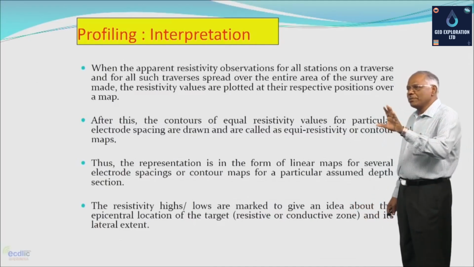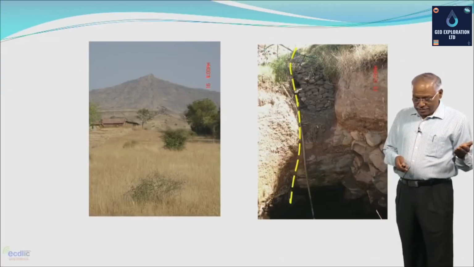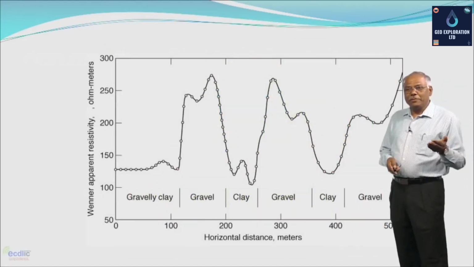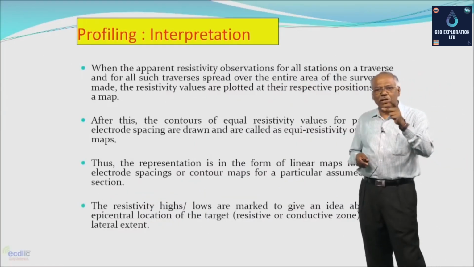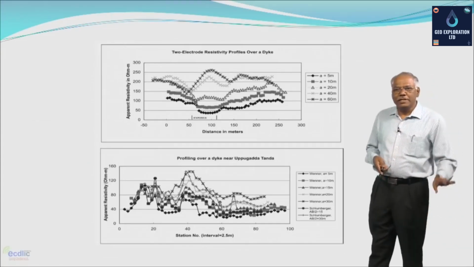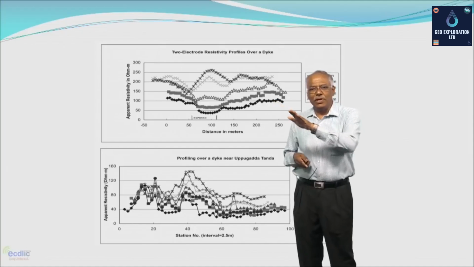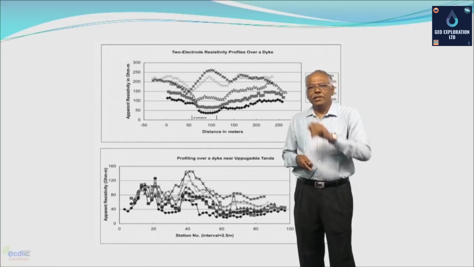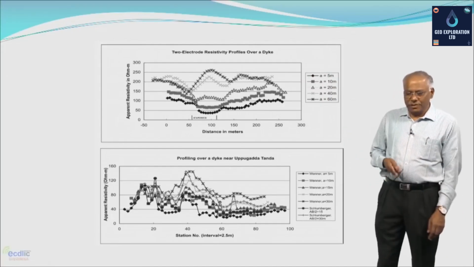One can also try to have linear maps, as I showed you in the earlier picture here, in this particular form or in this particular form here. It is possible for us to plot the data in various ways, either linear maps or contour maps, and then the lows and highs are taken into consideration. This is actually the linear map. We can see only along one transect, one row or column, the apparent resistivity measured, and the following are the stations, and along different stations the variation in the apparent resistivity is measured.